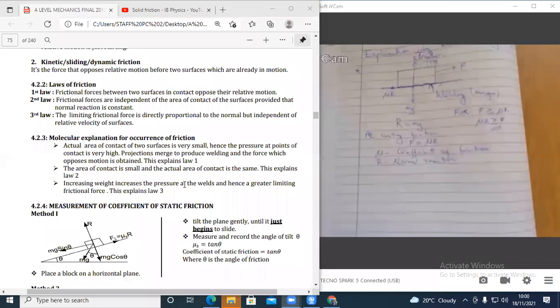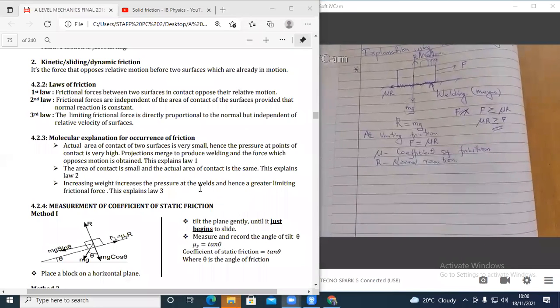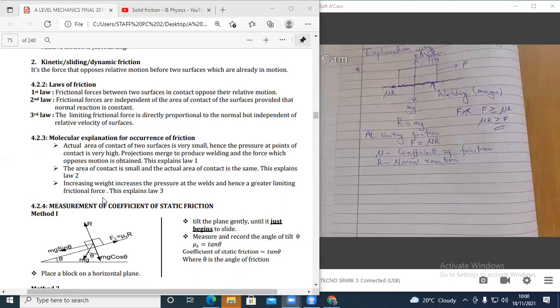So at that point, we are saying frictional force is directly proportional to the normal reaction. So increasing the weight increases the pressure at the wheels, and hence a greater limiting frictional force. This explains the third law.